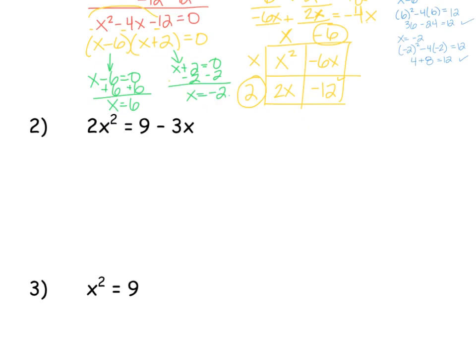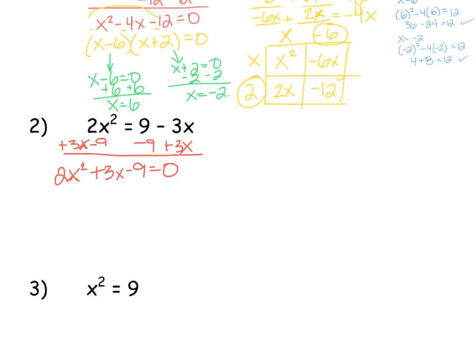In this example, we will again need to set our equation equal to 0. So step 1, to set my equation equal to 0, I'm going to need to subtract 9 and add 3x to both sides of my equation. I want to make sure that on the left I keep this in standard form. So 2x squared plus 3x minus 9 equals 0.